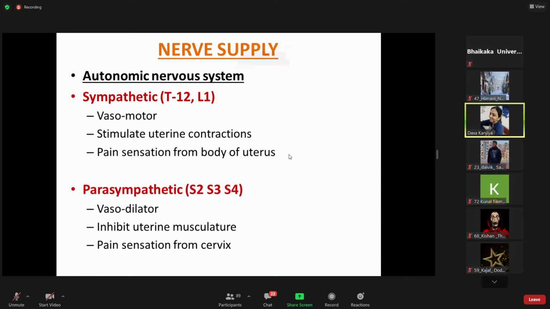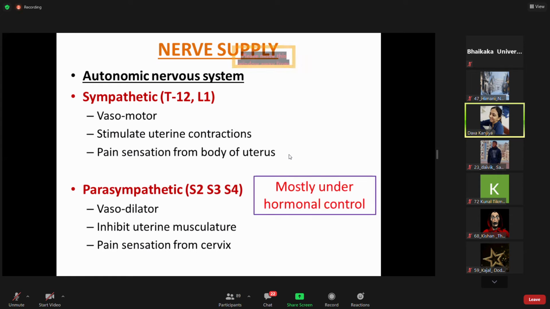But the role of the autonomic nervous system depends on hormonal control also. All the changes like uterine contraction, vasoconstriction, vasodilatation are mostly under hormonal control. The role of the autonomic nervous system is very less.